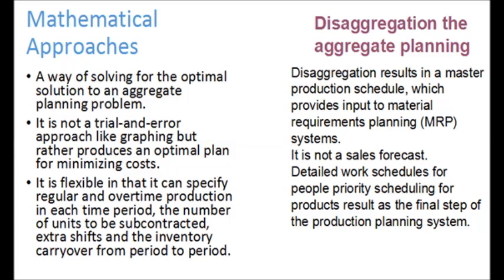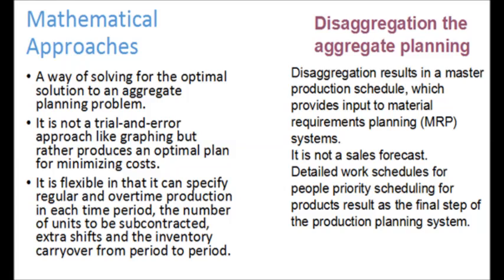Disaggregation of the aggregate plan is the process of breaking an aggregate plan into greater detail. This disaggregation results in a master production schedule, which provides input to material requirement planning (MRP) systems. The master production schedule addresses the purchasing or production of major parts or components. It is not a sales forecast. Detailed work schedules for people and priority scheduling for products result as the final step of the production planning system.